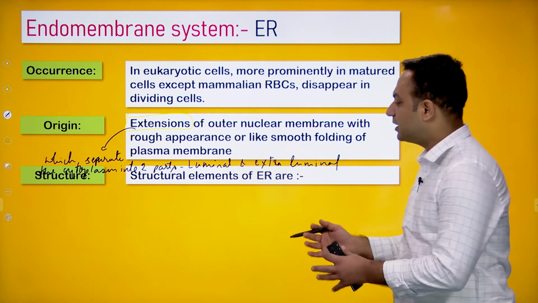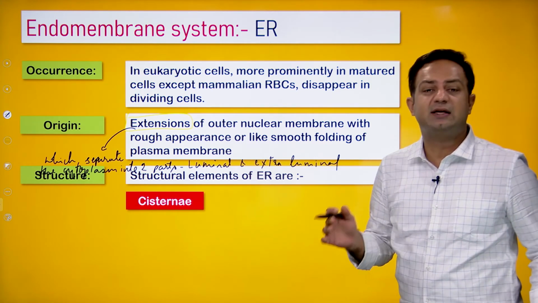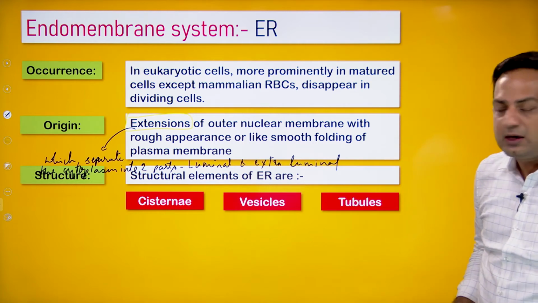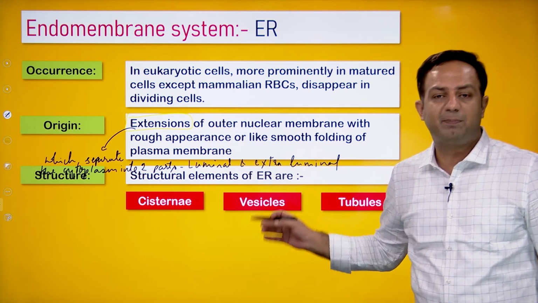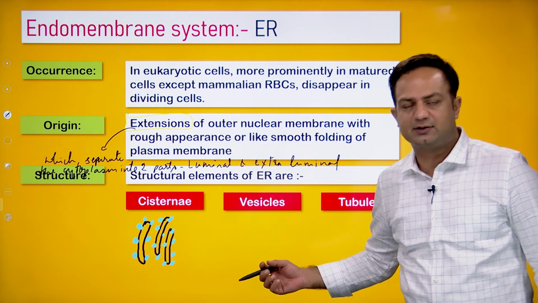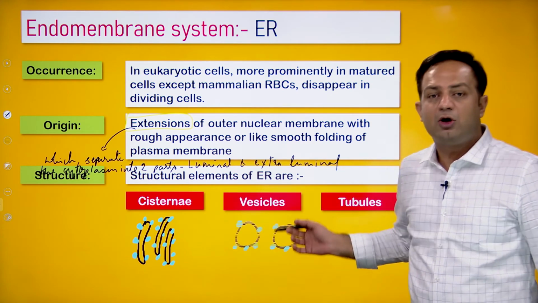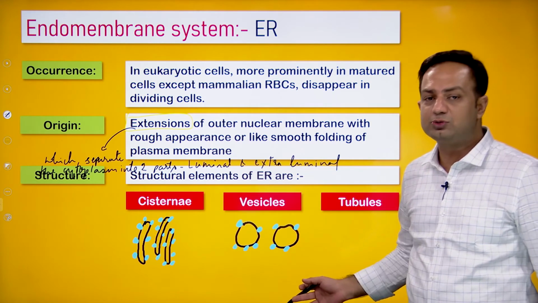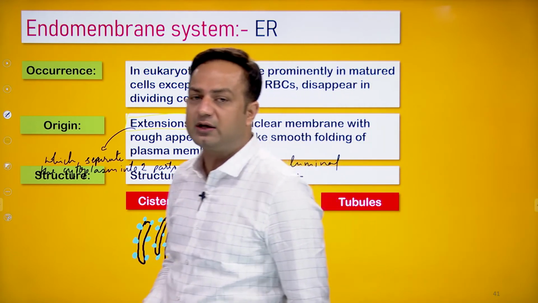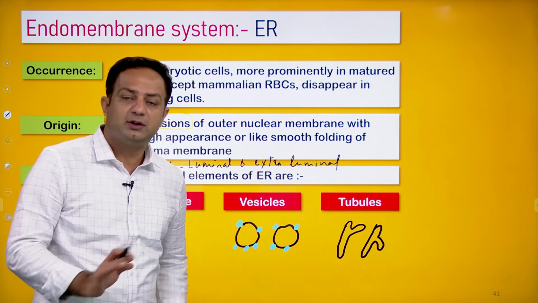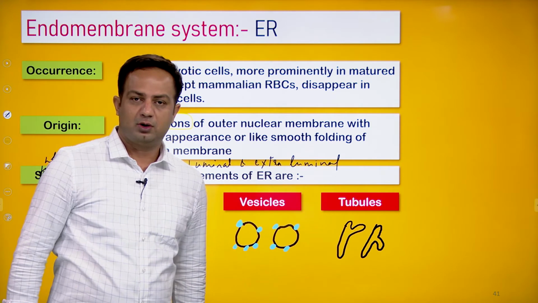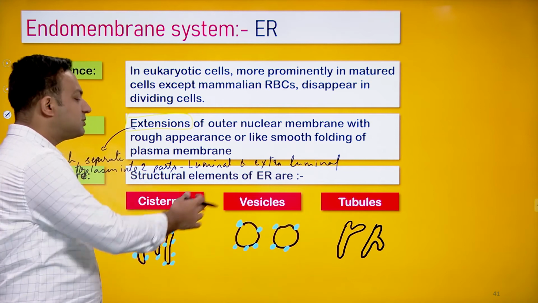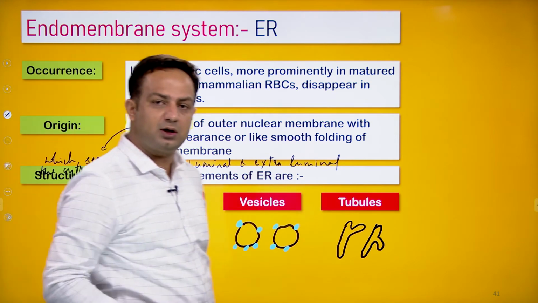So here is what I can mention about the structure: the structural elements of ER, meaning the components. One is cisternae, second is vesicles, third are tubules. Cisternae are bag-like or flattened sac-like structures which bear ribosomes on the surface. Vesicles are rounded oval bodies which may not have ribosomes on them, whereas tubules are elongated and branched but smooth. They don't have ribosomes. So this is about the components of endoplasmic reticulum.